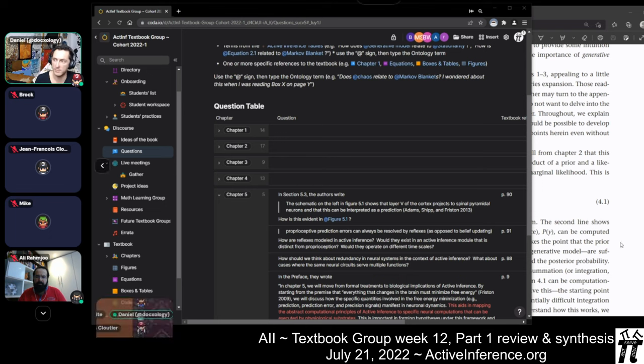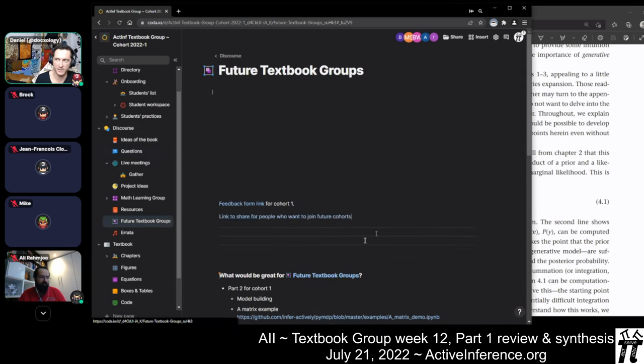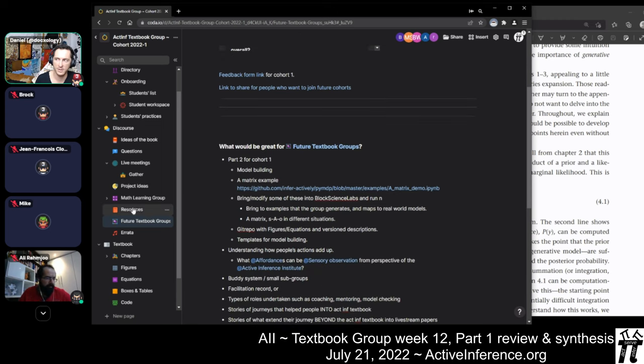So I think it's a great comment, and this is why we have this future textbook groups and all of these affordances for people to stay involved and be improving this, as well as experimenting in their own spaces and ways to develop the kinds of material that are helping them learn and understand.